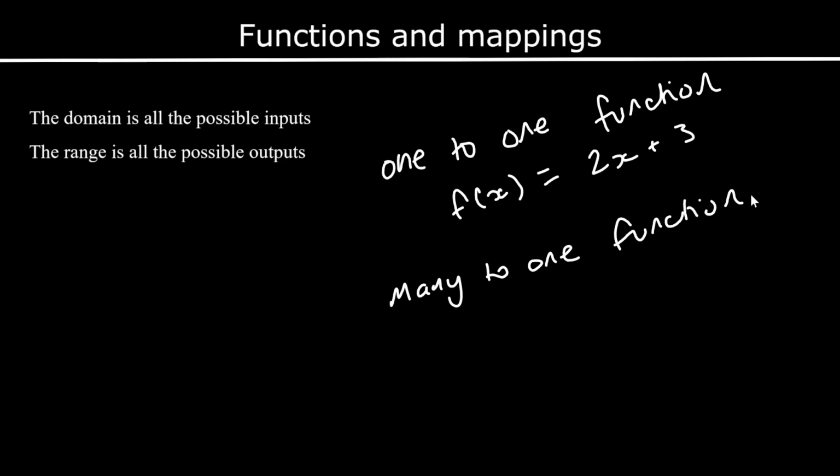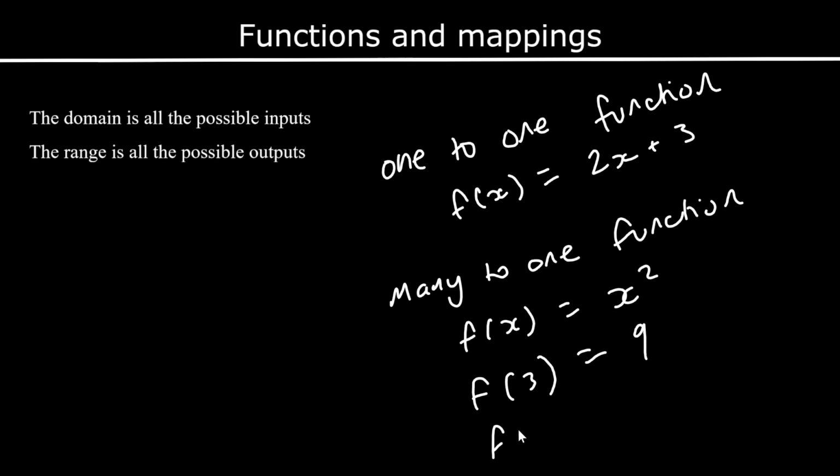And this is like a quadratic. So f of x equals x squared. If you put in f of 3, you get 9, and f of negative 3, you also get 9. It's still a function because every input has one output. If you put in 3, you only get 9. If you put in negative 3, you only get 9. So there's many to one. There's two different ways here of getting 9, many ways of getting the 1, but it's still a function because every input has just one output.